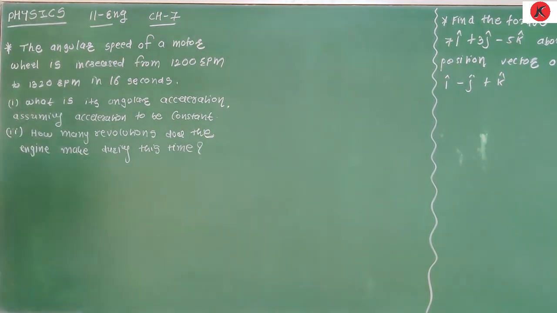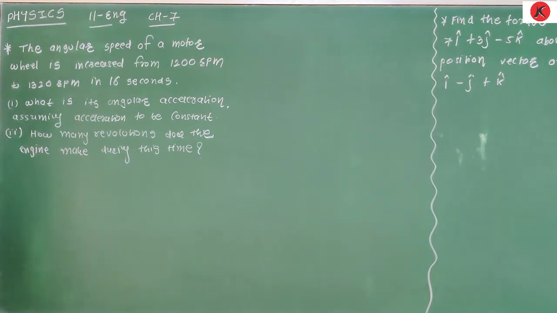The angular speed of a motor wheel is increased from 1200 rpm to 1320 rpm in 16 seconds. Question A: what is its angular acceleration, assuming acceleration to be constant? And second, how many revolutions does the engine make during this time? First of all, understand the data.